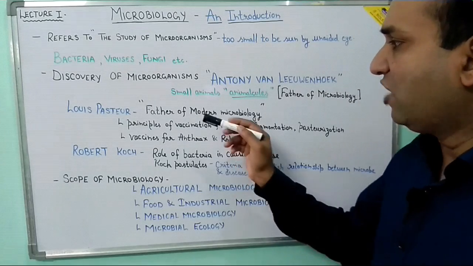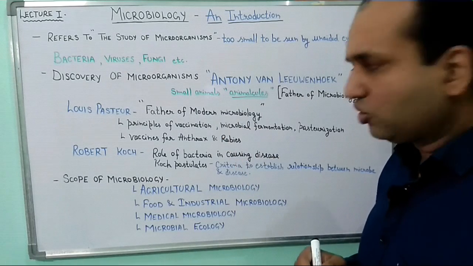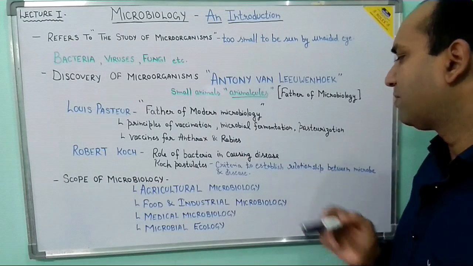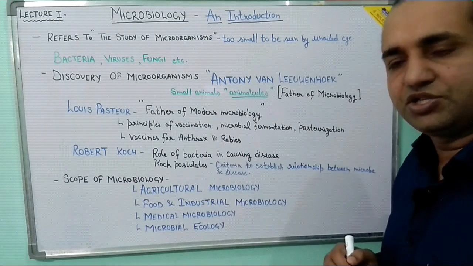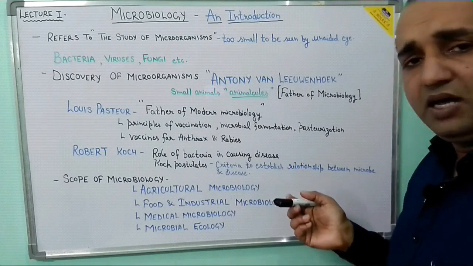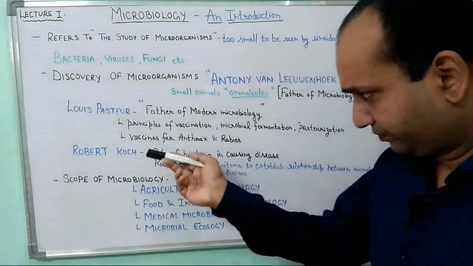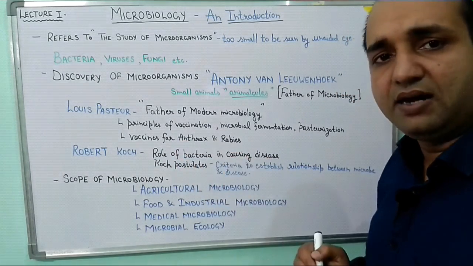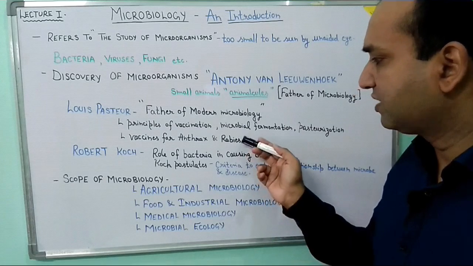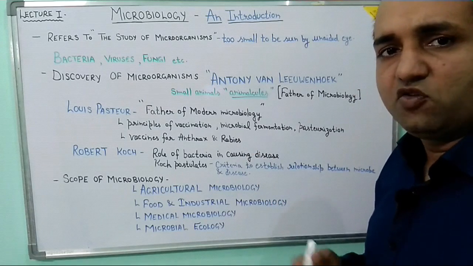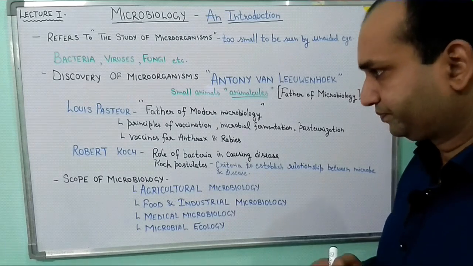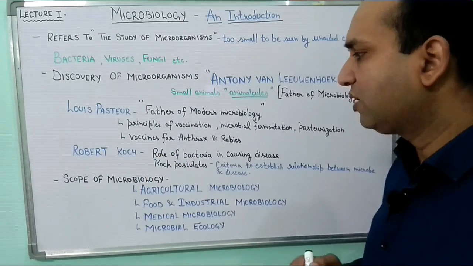He was basically a French chemist and a microbiologist who gave the principles of vaccination, microbial fermentation and pasteurization. He made important discoveries by inventing the vaccines for anthrax and rabies, and for this purpose he is very well known as a microbiologist in the modern world. Next comes Robert Koch.